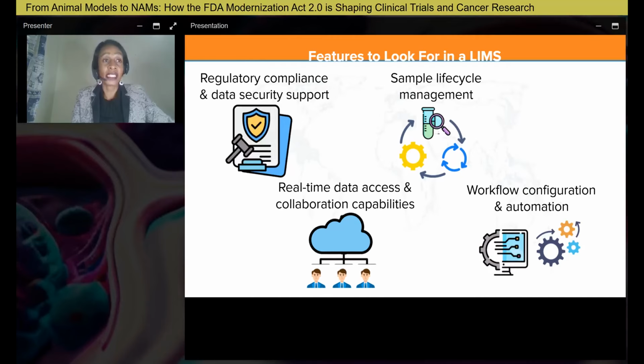And you want a LIMS that's scalable. And here it's important to have a cloud-hosted LIMS that will also offer you remote access. And last but not least, you want a LIMS that is cost-effective.